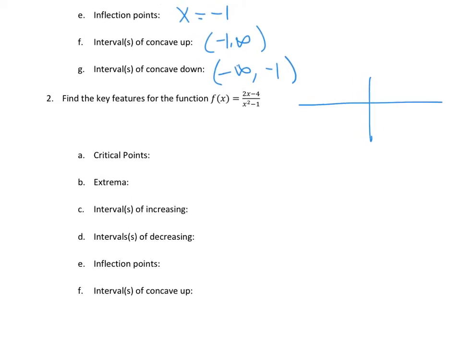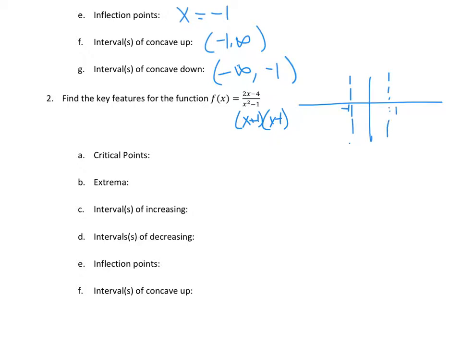All right? So here we go. Key features here. Well, the denominator here factors into x plus 1, x minus 1. And so it's undefined at -1 and +1.